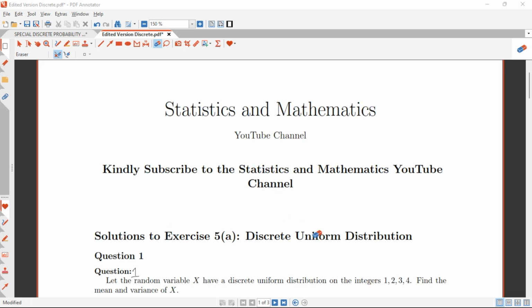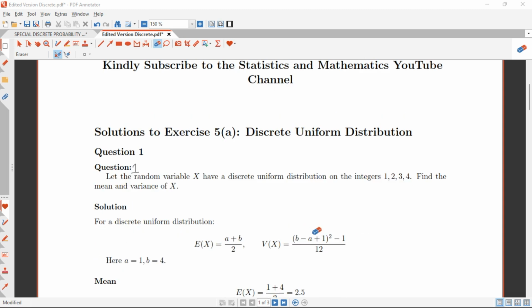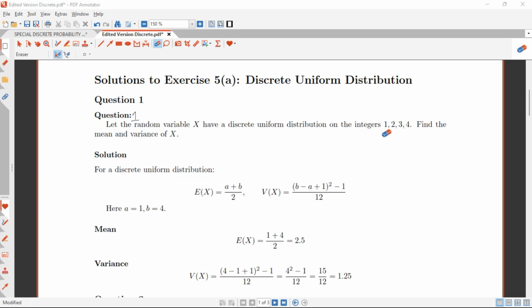So today what we are going to do is to solve examples on discrete uniform distribution, right? So without wasting much time, let's dive into the question solving. Our question 1 says, let the random variable x have a discrete uniform distribution on the integers 1, 2, 3, 4. Find the mean and variance of x.